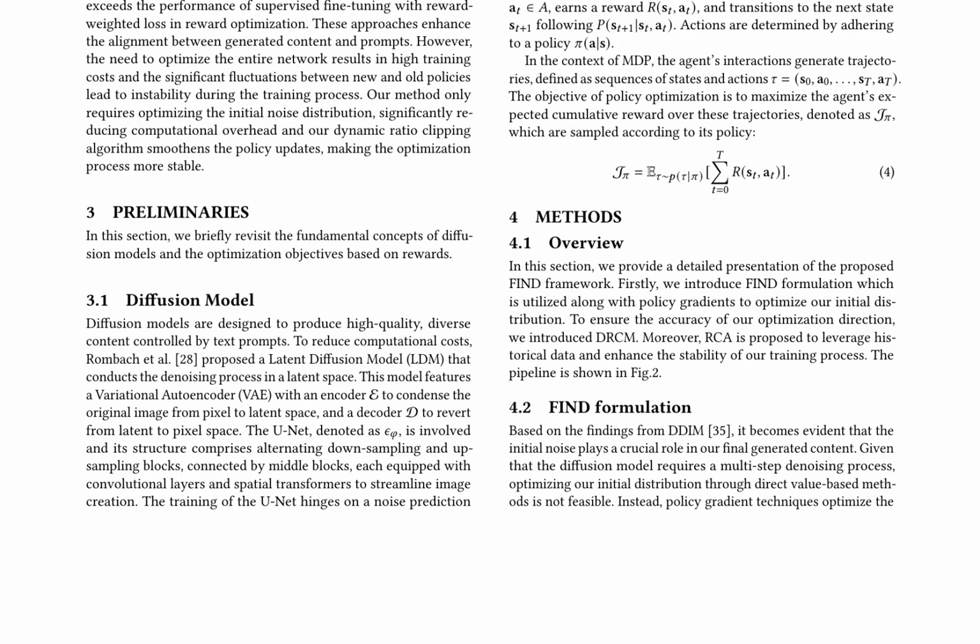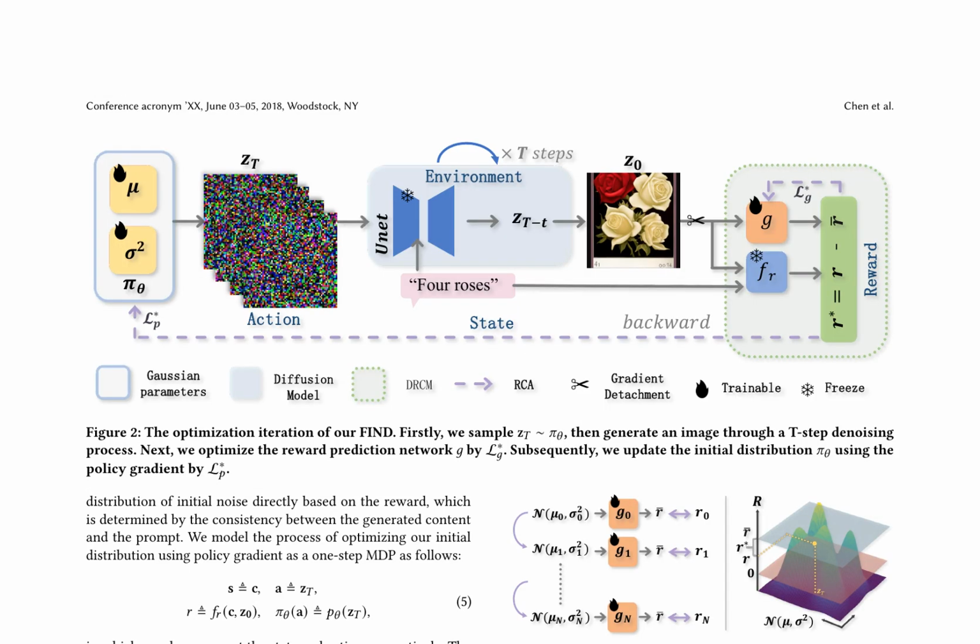The policy gradient is used to optimize the initial distribution, and a dynamic ratio clipping algorithm is employed to smooth the policy updates. This approach enables more precise control over the generated content through more accurate prompts. The paper also reviews the fundamentals of diffusion models, including the latent diffusion model and the denoising process.